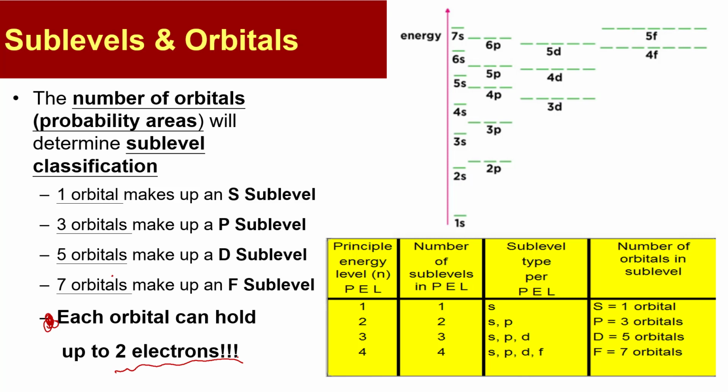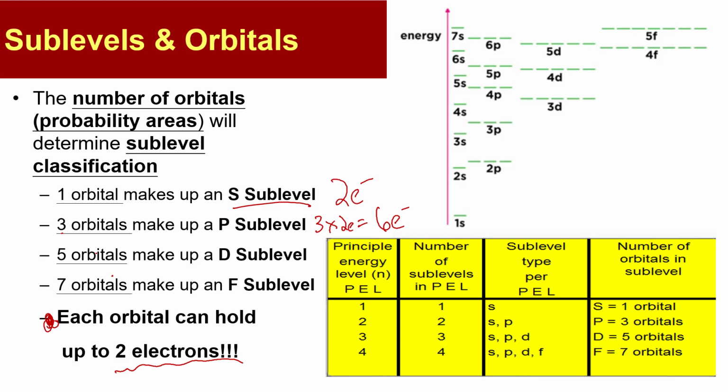Now, what does that mean? Well, an S sublevel is one orbital, and in that one orbital, it can hold 2 electrons. So your S sublevel can hold 2 electrons max. That is different than your P sublevel, which contains 3 orbitals. In every orbital, you can hold 2 electrons, so the reality is 3 orbitals times 2 electrons. In a P sublevel, you can hold 6 electrons maximum.